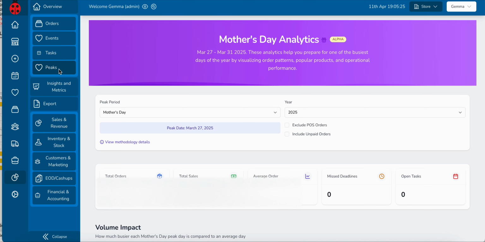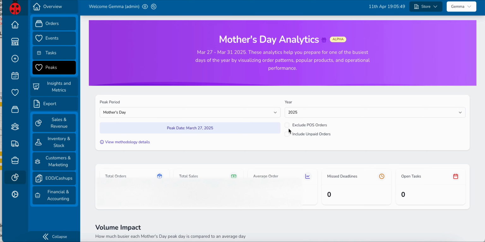So you've got this to look back on at any point. It's already sorted for you. In the main analytics, you can extract it right down to order level, but the idea is this gives you a really good overview and will help you plan. So our latest peak is obviously Mother's Day.